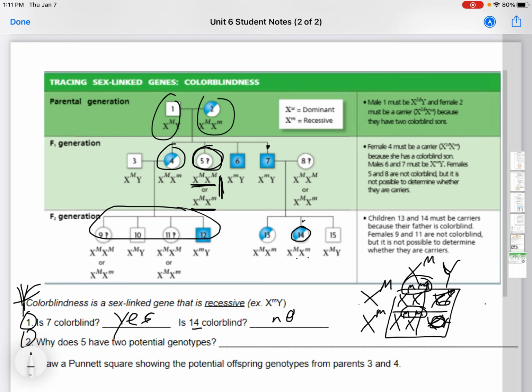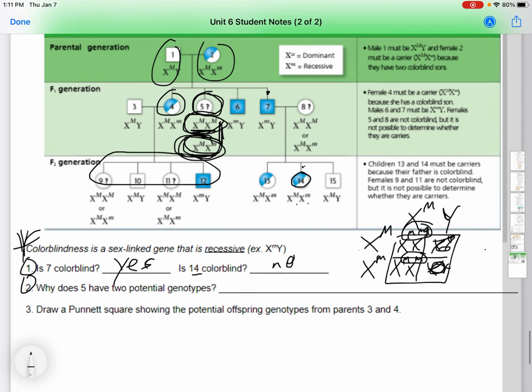That's why she's got 2 listed right here, because we don't have enough information. Okay, we do know that she could potentially be a carrier based on that genotype, just like her mama's. She could be a carrier, or she may not have any potential to pass on color blindness. Okay, just not enough information. So that's the answer to number 2. Why does 5 have 2 potential genotypes? Because we don't know enough about her.